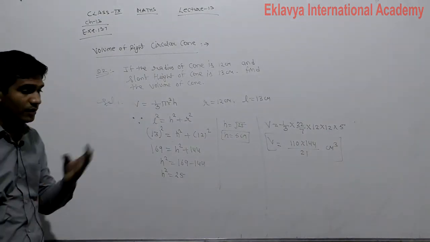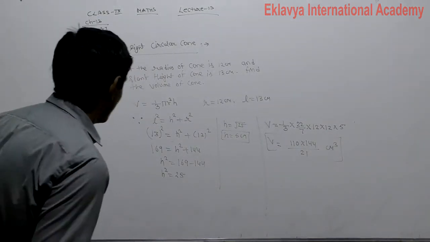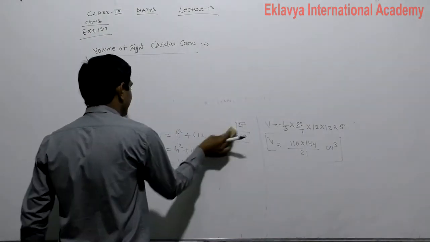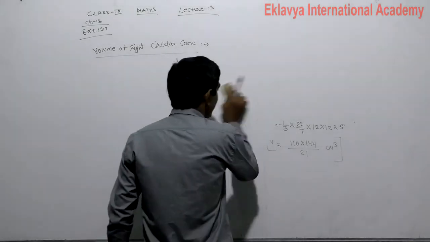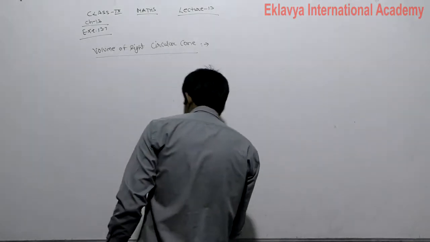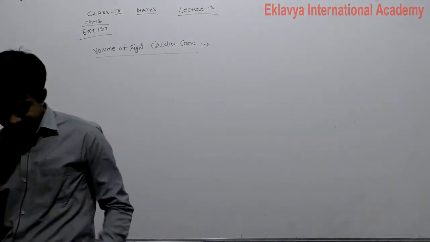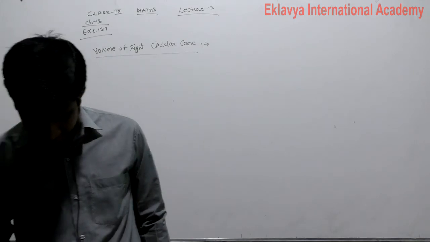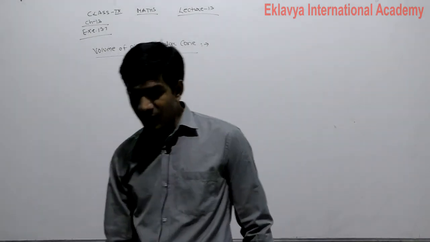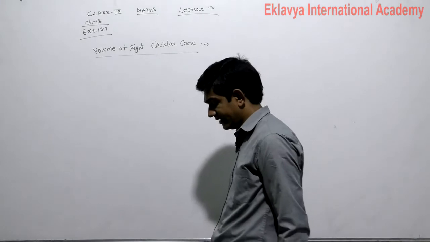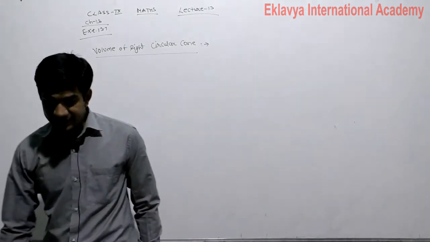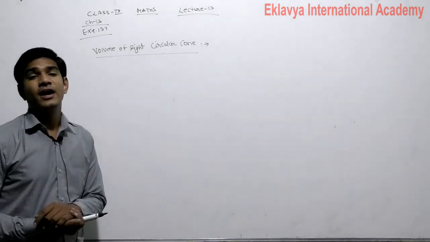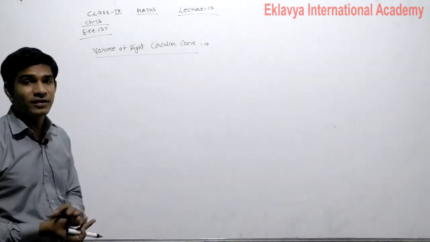Understand? Now in a next type of question, suppose a right angled triangle is given to you. Now that right angle triangle is revolving either about its base or along its any side. Right angle triangle is given. Now that right angle triangle is revolved either along the base or along the perpendicular.